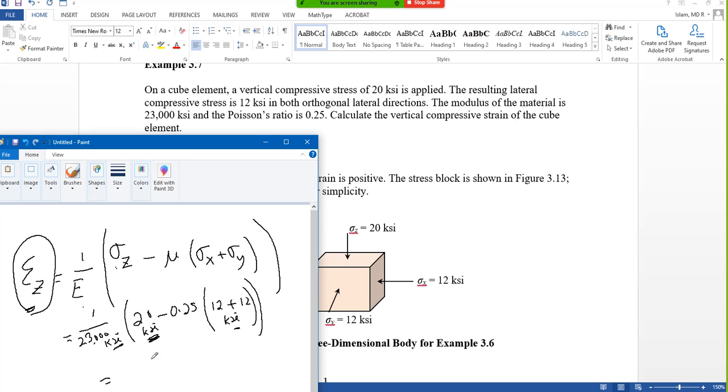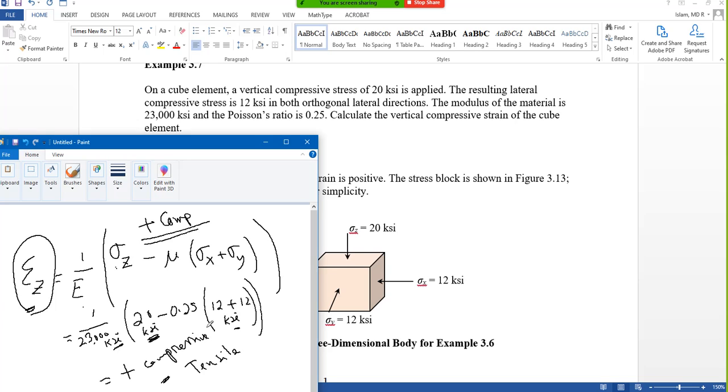If you get a positive number, that means it will elongate. If you get a negative number, oh no, we are assuming positive is compression. That means compressive is positive. So if you get a positive number here, that means compressive strain, contraction. If you get a negative number, it means tensile. Okay, so hopefully you understood.